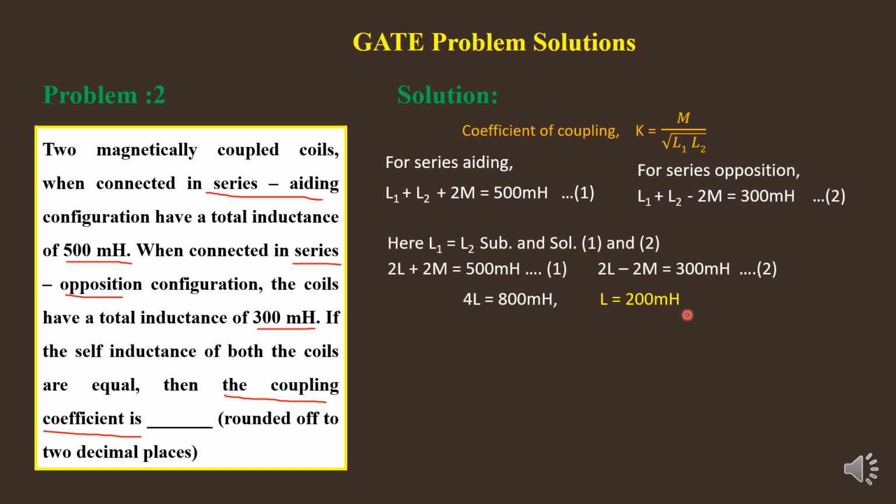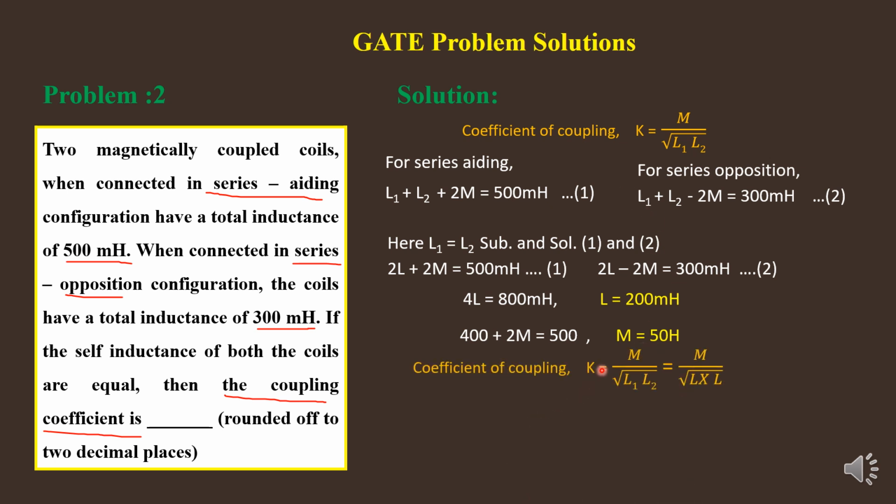Then by substituting that L value in either the first or second equation, 2L, 2 into 200, equal to 400. 400 plus 2M equal to 500. Solving this, we got M equal to 50 millihenry. So we found the inductance and also the mutual inductance. We can substitute that in the formulation.